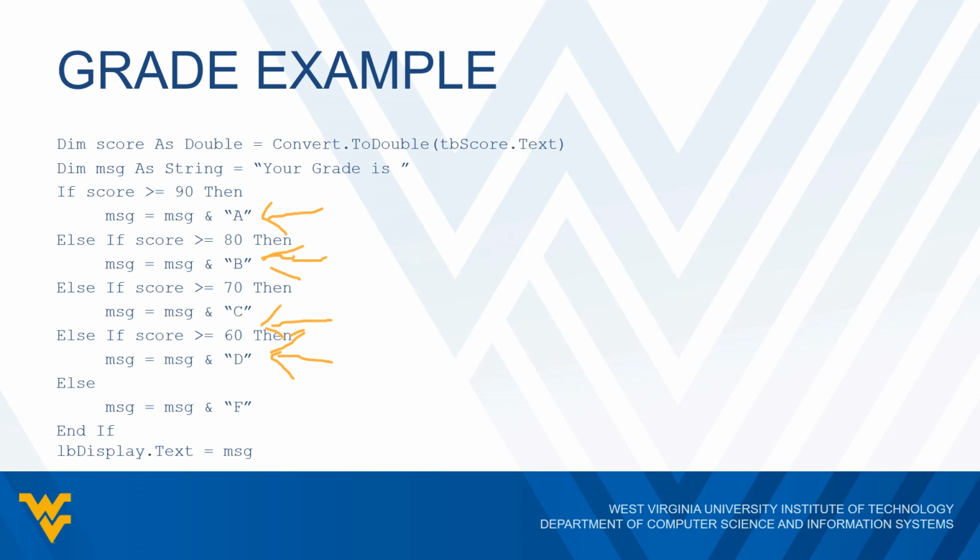And if that's not true, I could do else if score less than 60, but that's not necessary. We can just execute this line here, where we would concatenate an F to the end of the message. So we would go to the end, and our display text would be your grade is F.